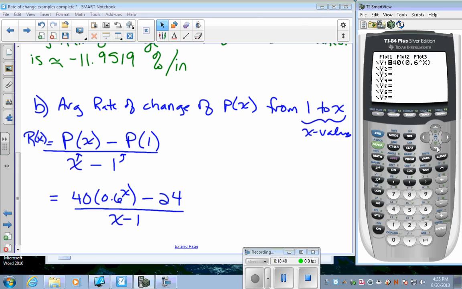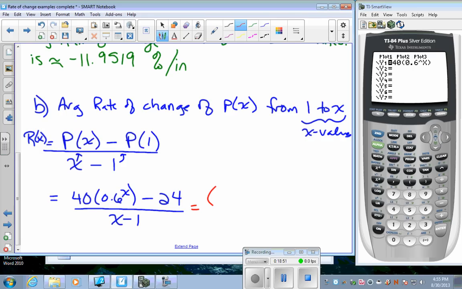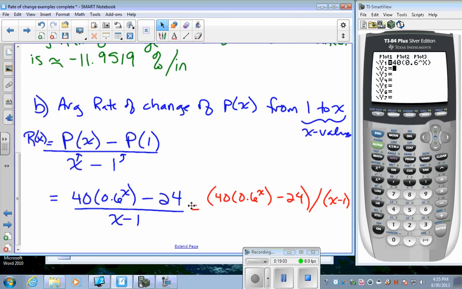What I need to remember though when I type it into the calculator is that I need a parenthesis around the entire top of my fraction. And after my division, I need a parenthesis around the entire denominator. So be sure and include those when you key this in. So we're just going to type that in. And double check once you've got it typed in that everything is right. Okay, and hit enter. We've got it saved now.